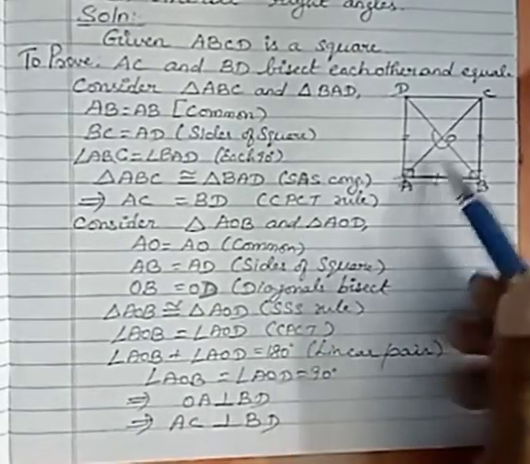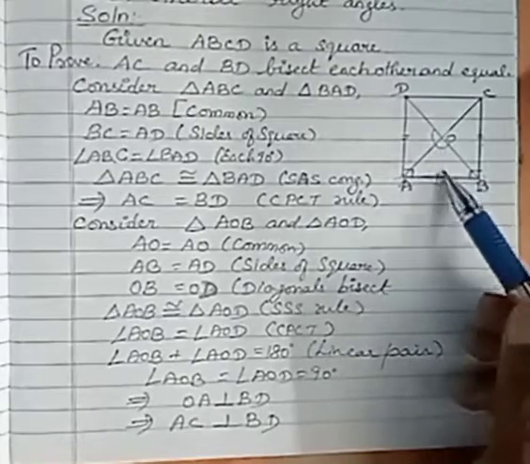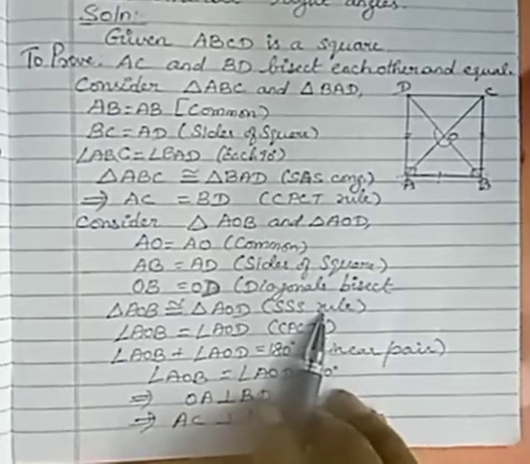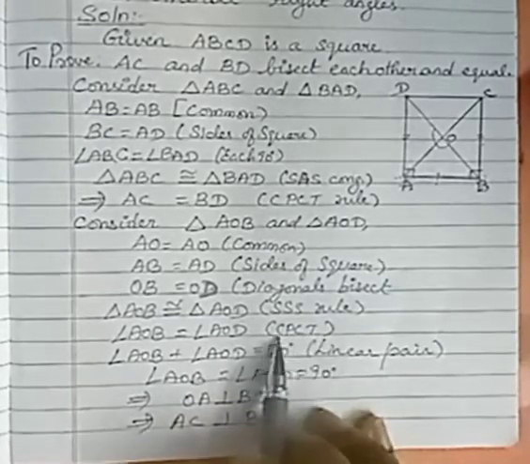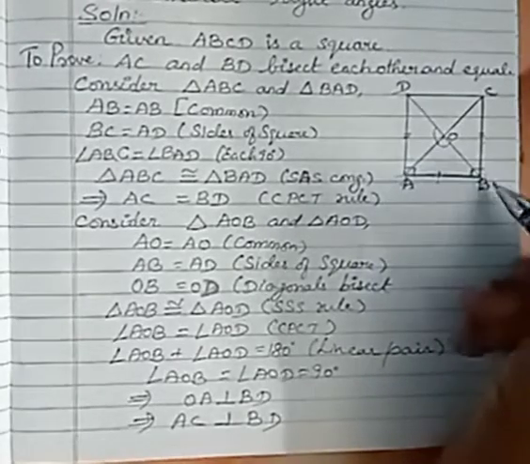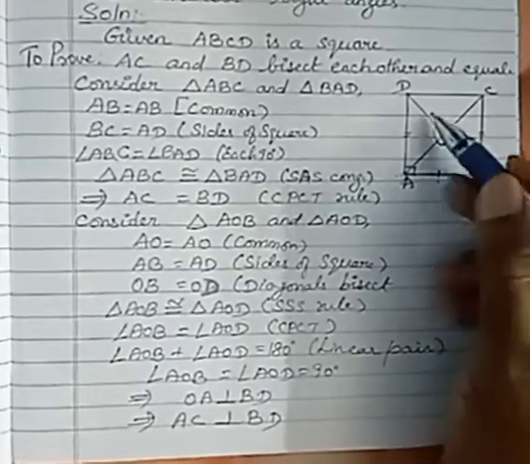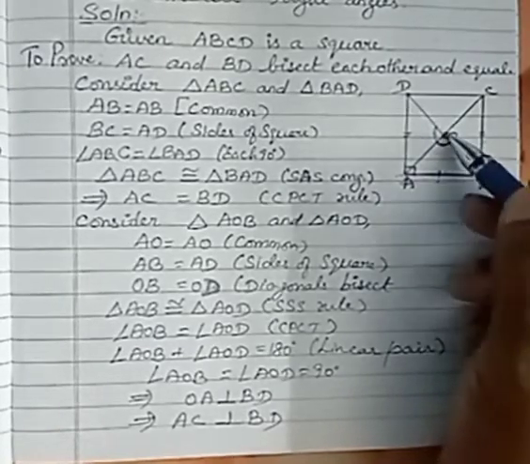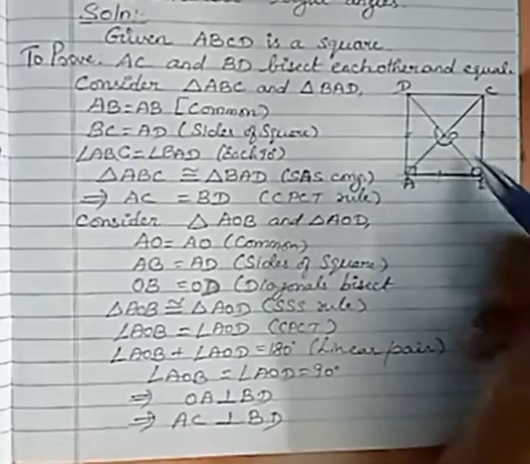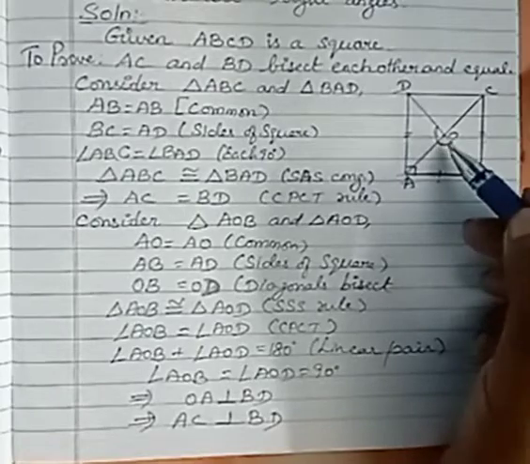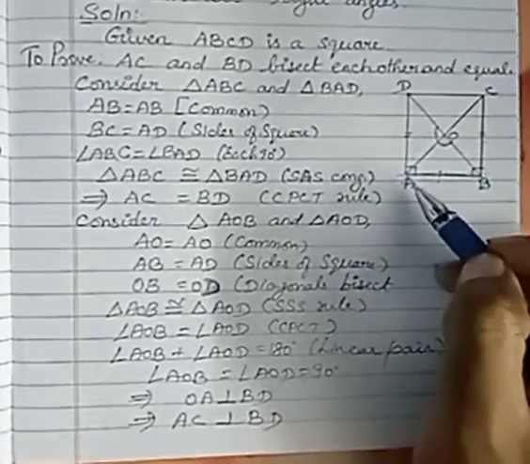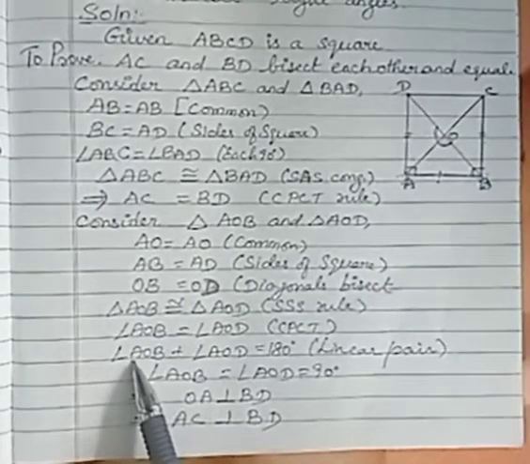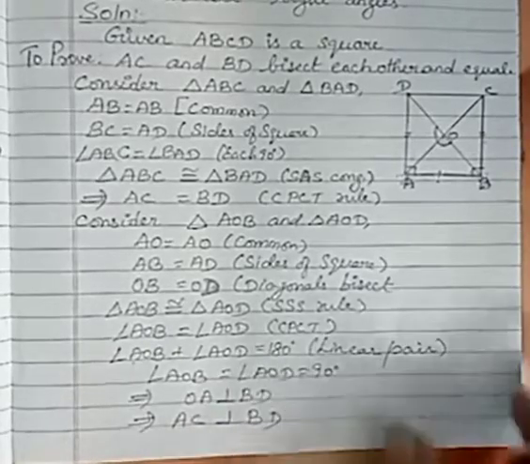Thus the triangles AOB and AOD are congruent to each other by SSS congruence. By the corresponding parts of congruent triangles CPCT rule, angle AOB is equal to angle AOD. These two angles are equal. As angle AOB and angle AOD lie on the same straight line, these two angles form a linear pair. So when you add angle AOB and angle AOD, you will get 180 degrees. So angle AOB plus angle AOD is equal to 180 degrees, linear pair.